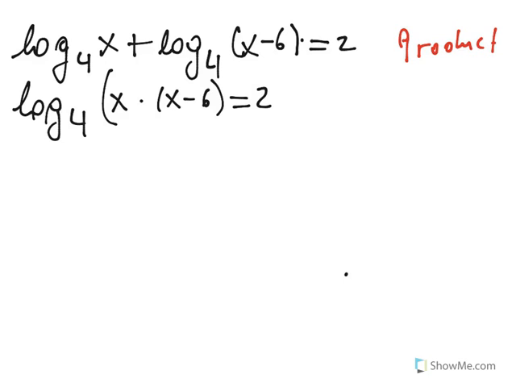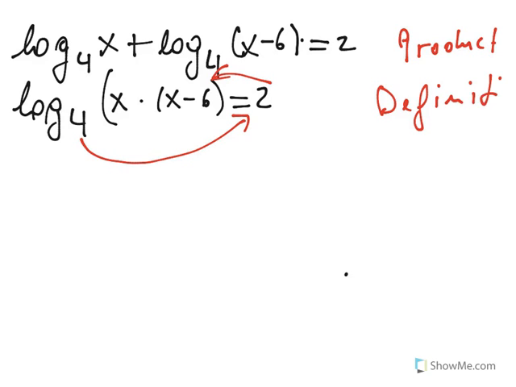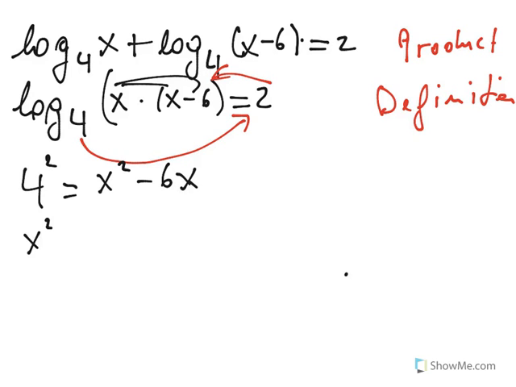Now we are going to use the definition of logs. By definition of logs, I can write 4 to the second power equals, distributing here, x squared minus 6x. So I'm dealing now with a quadratic equation, which I have to solve by moving everything to one side and equaling with 0.